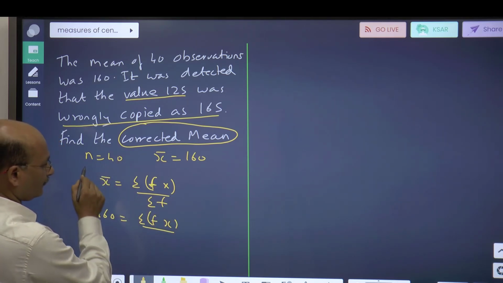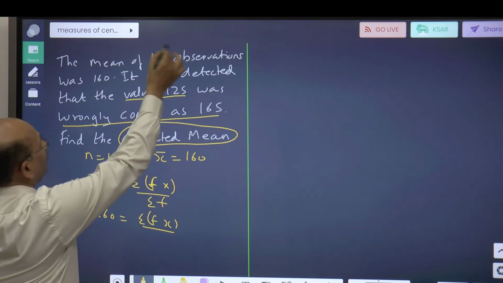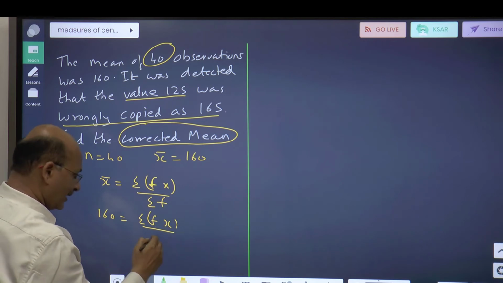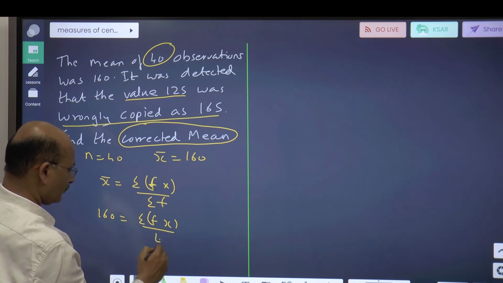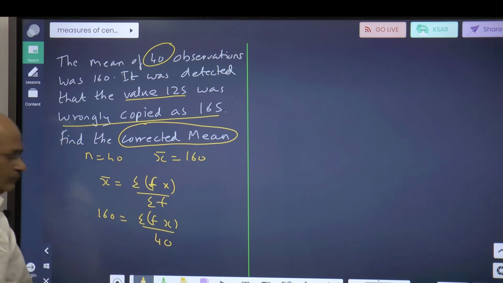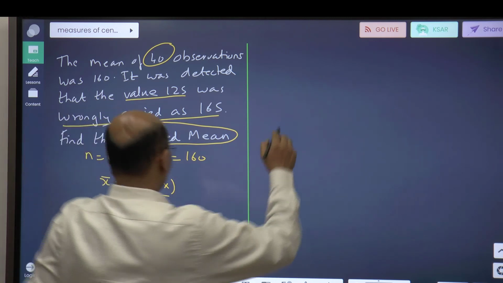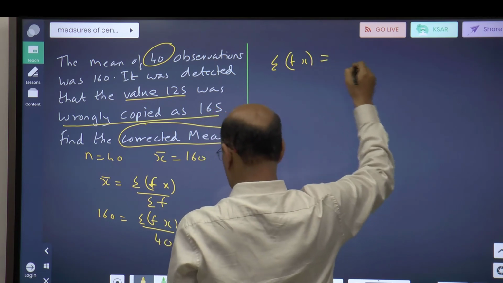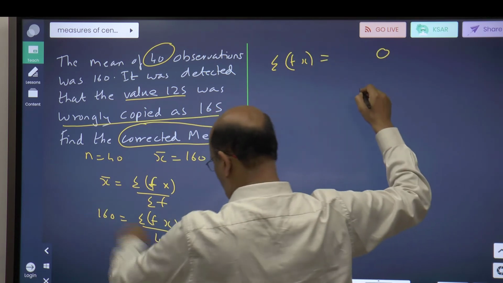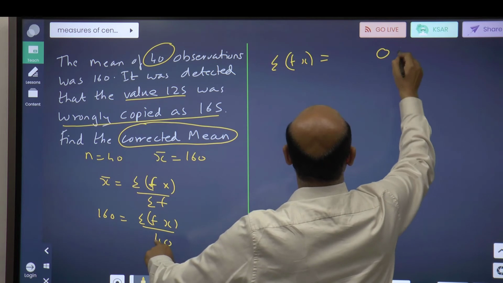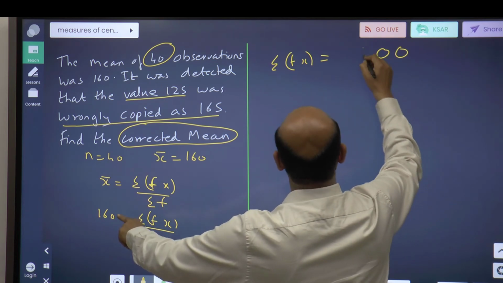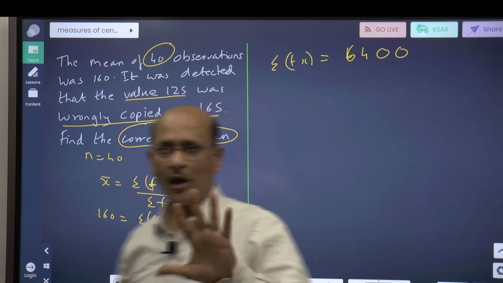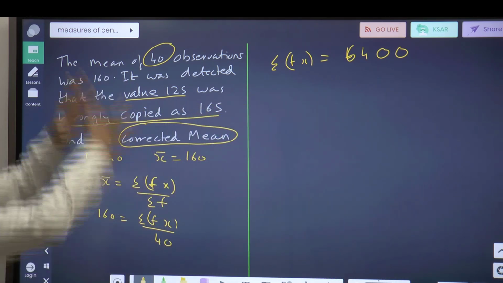What is sum of f? Here, the mean of 40 observations, so the total number of observations is 40. Sum of f is nothing but n, so it is 40. So I got the total sum of fx as 40 into 160. 4 6s are 24, 4 1s are 4, that is 6400. This was the total of all the data.